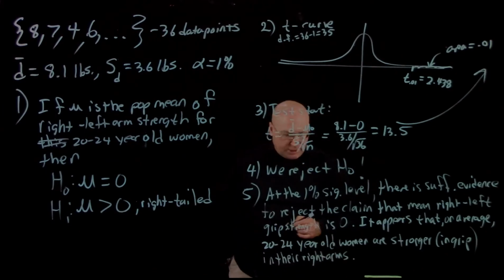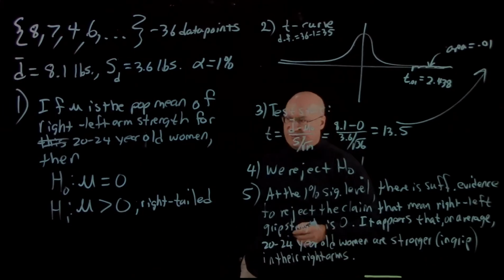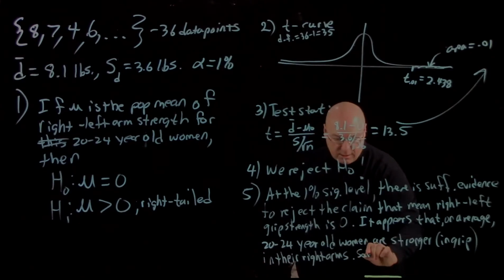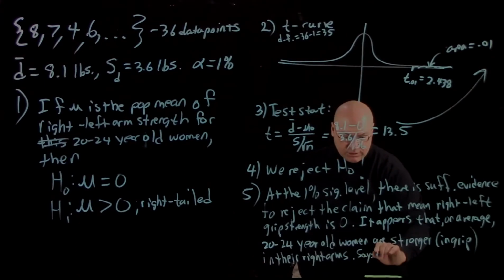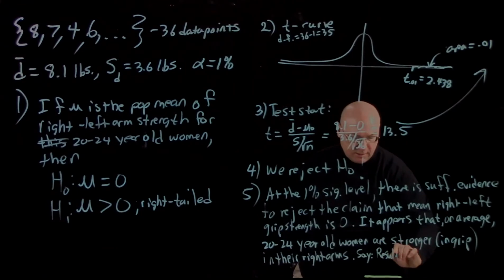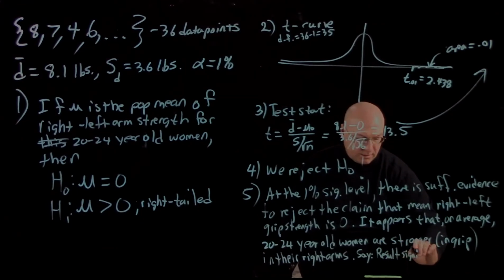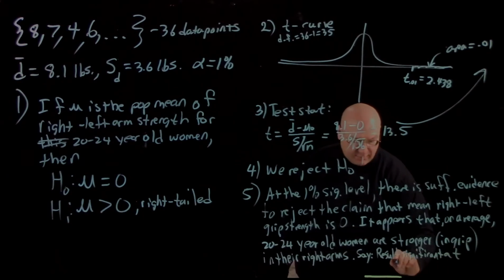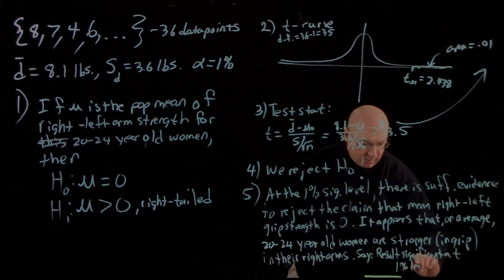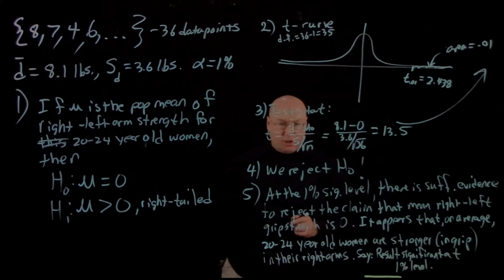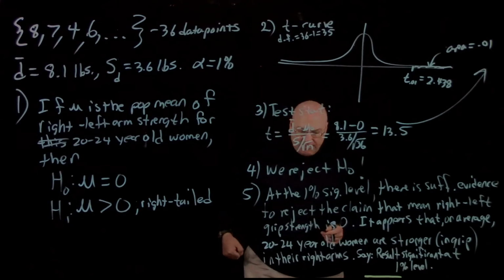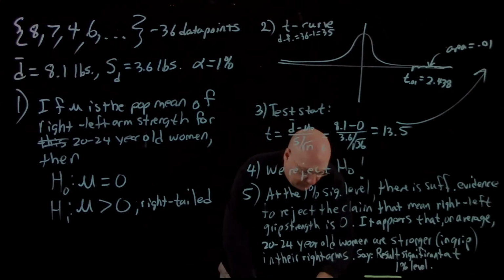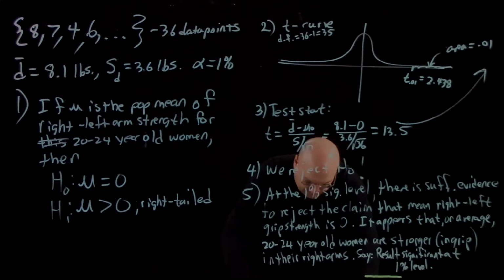And I also put here, just to get our discussion of statistical significance into play, we could say result significant at the 1% level. Right? We rejected the null at the 1% level. Make sense? Terrific. All right, let's do another example.